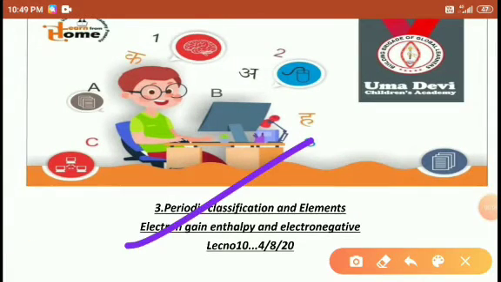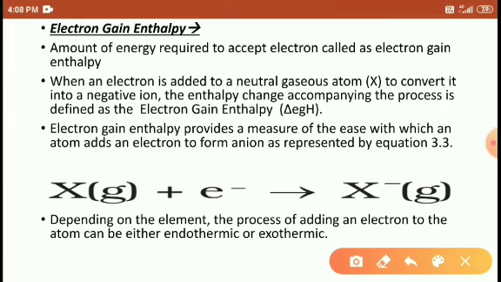Today we are discussing the topic of electron gain enthalpy and electronegativity. The first topic is electron gain enthalpy.